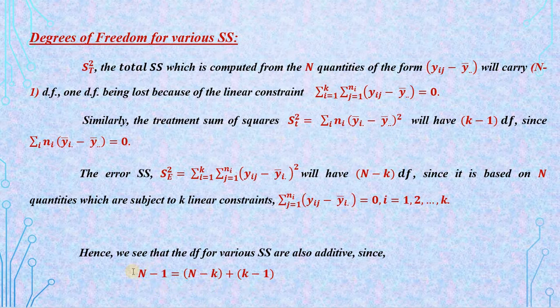So here this is the degrees of freedom for total sum of squares. Then n minus k is the degrees of freedom for error sum of squares. Then k minus 1 is the degrees of freedom for sum of squares due to treatment.